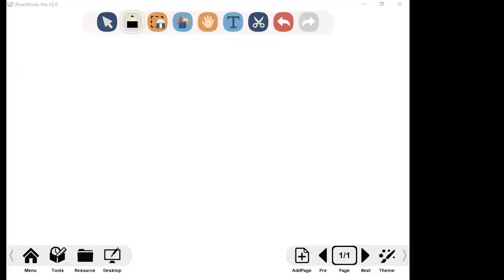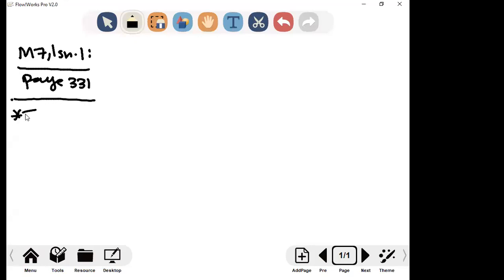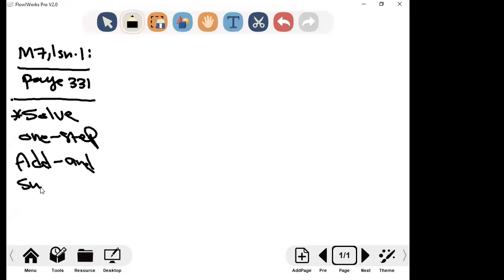And module 7, lesson 1, right? So we are in module 7, lesson 1, page 331, I think. We are talking about solving one-step addition and subtraction inequalities, now that we've done equations. And today is 13 December.